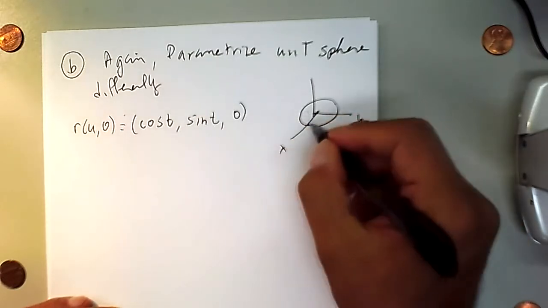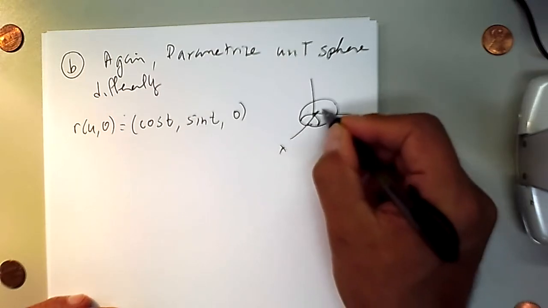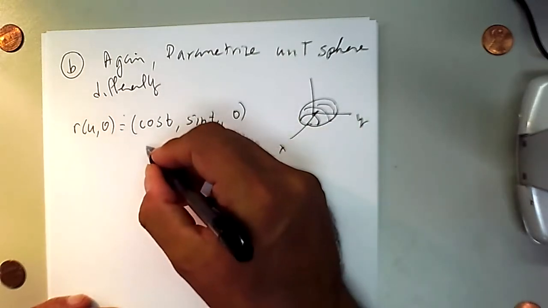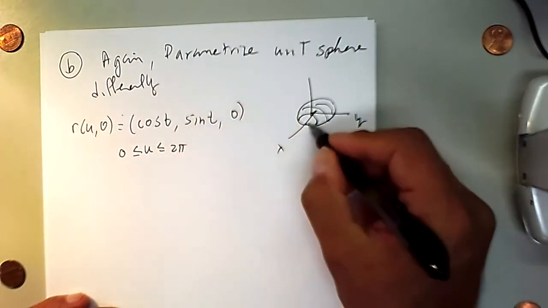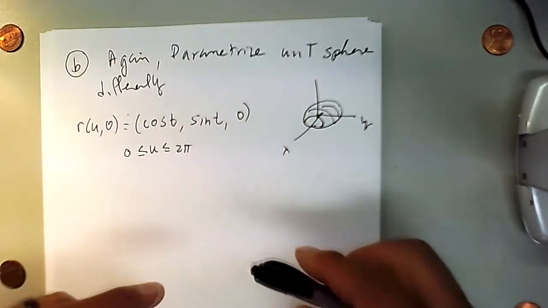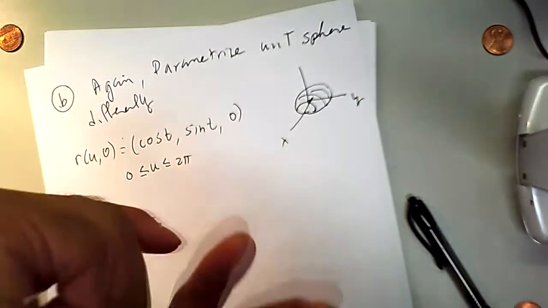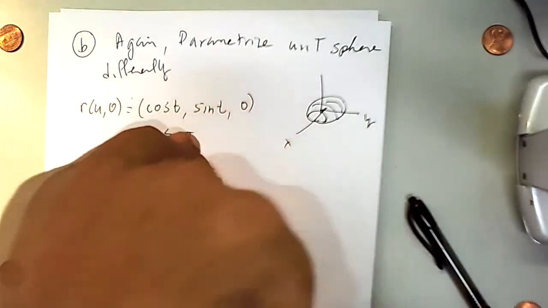Now we're going to do the same thing we did. We're going to rotate each one of the points around the x-axis. Now, before I continue though, u this time will go from 0 to 2 pi because we want the full circle. So start with a full circle, and rotate it to create the sphere. Start this way and rotate it.